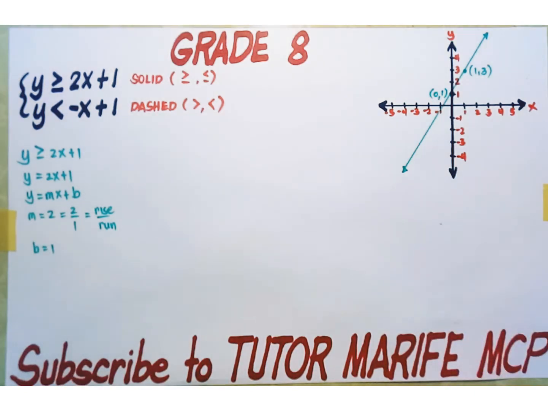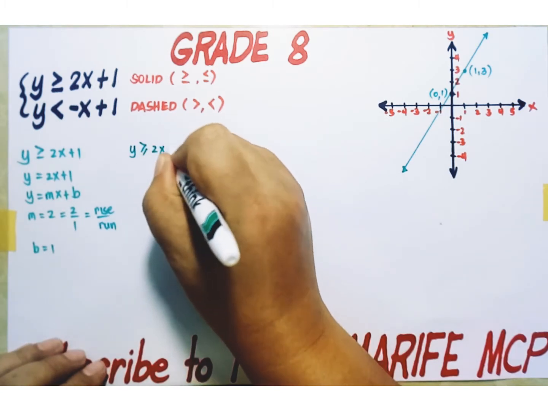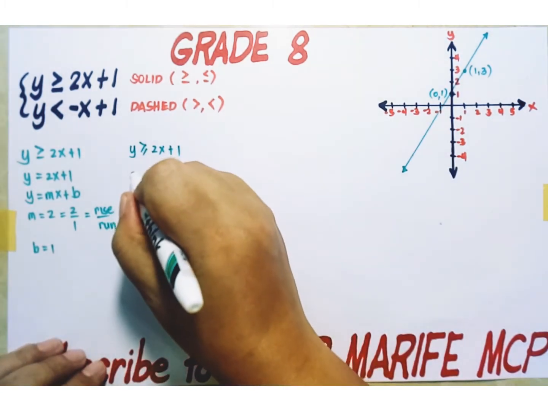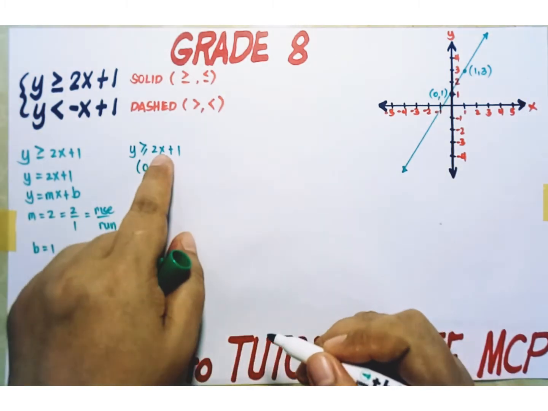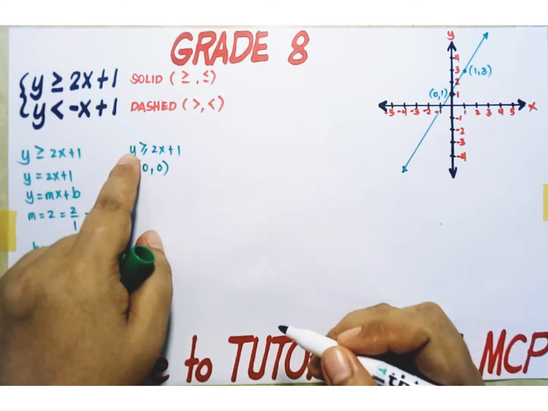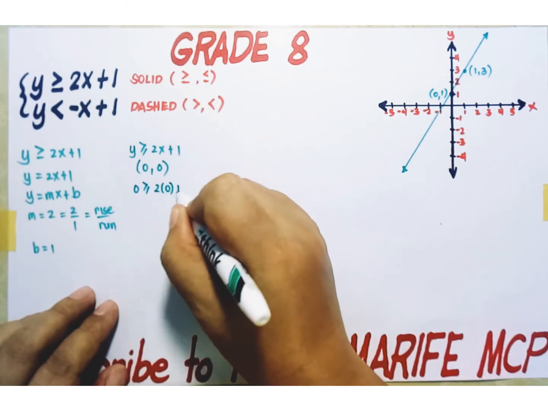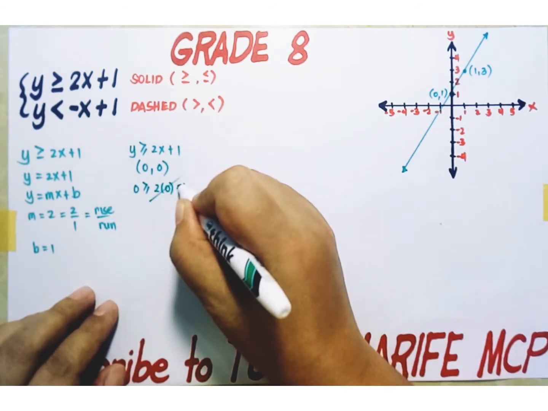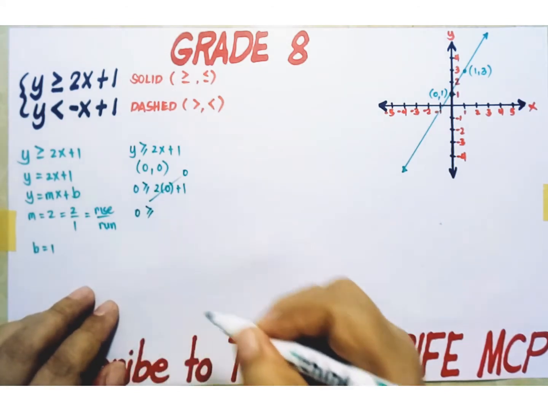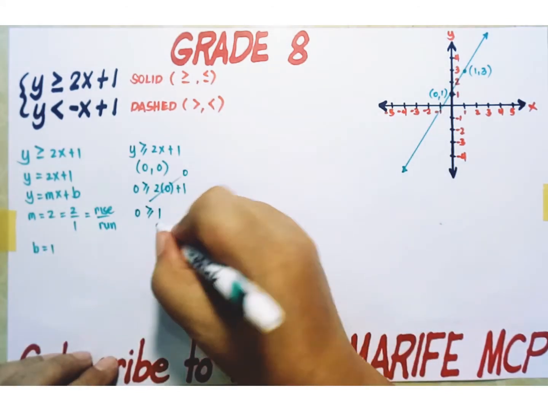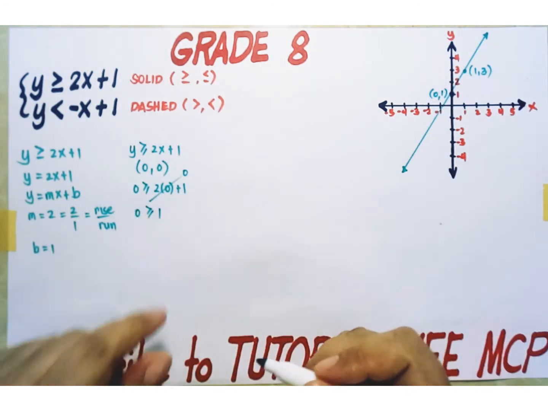Okay, so let's test the origin. y is greater than or equal to 2x plus 1. The coordinates of the origin are 0 and 0. Plug 0 into x, plug 0 into y. 0 is greater than or equal to 2 times 0 plus 1. Any number multiplied by 0 is always equal to 0. 0 is greater than or equal to 0 plus 1, which is equal to 1. We end up with 0 greater than or equal to 1.